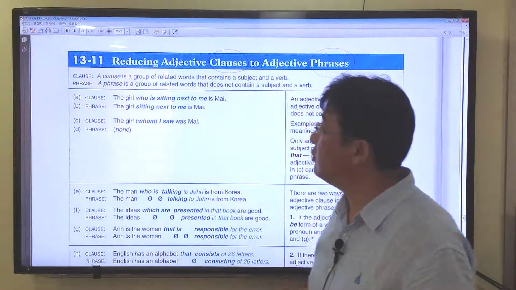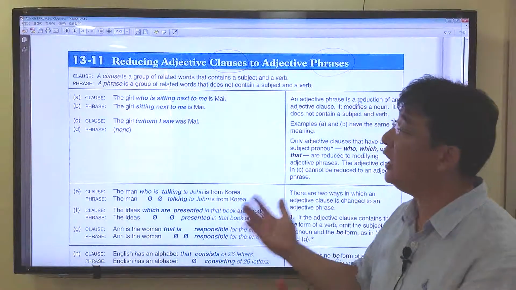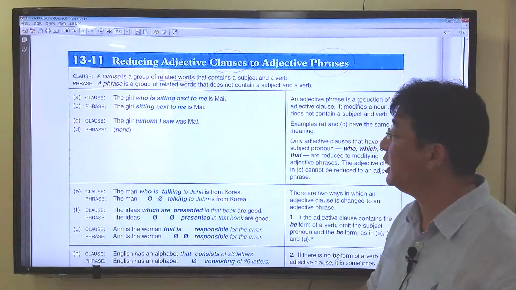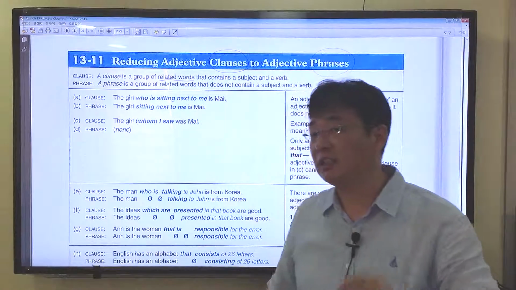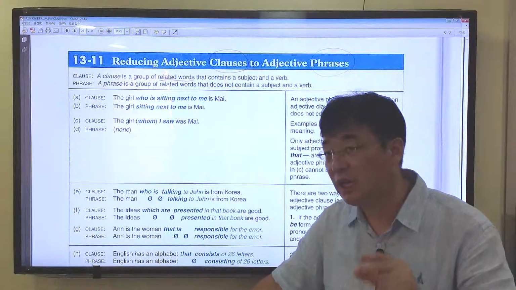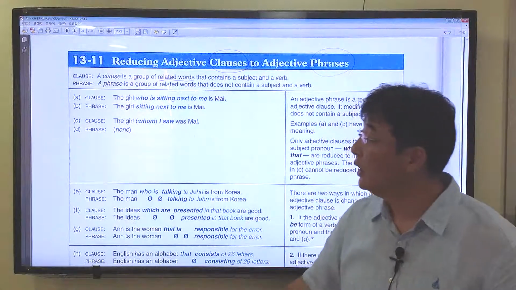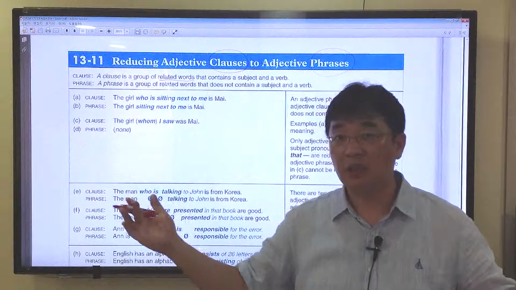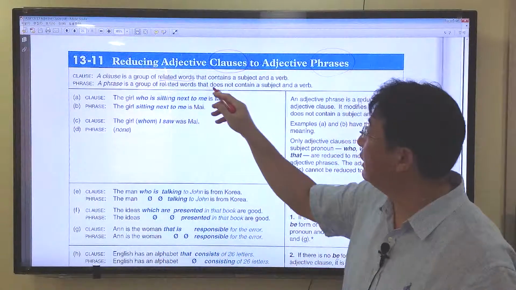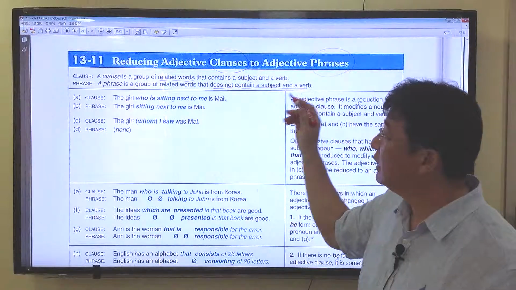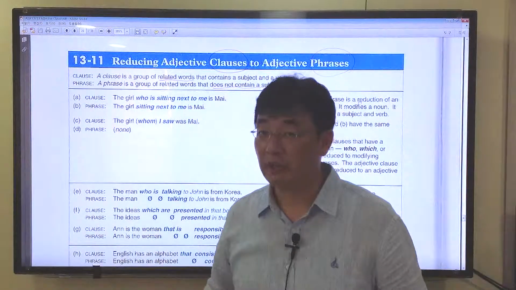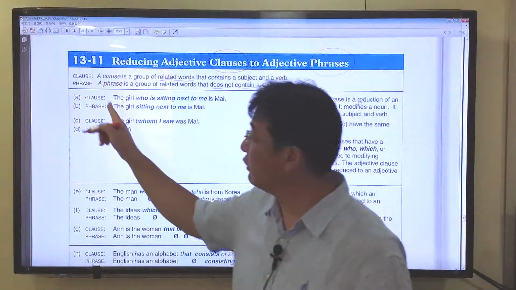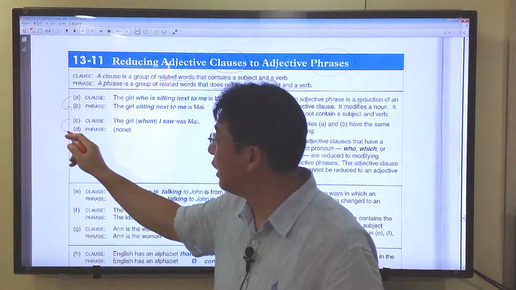A clause is a group of related words. These are important: related words that contain a subject and a verb. So we have to find a subject and a verb in a clause to make it a clause, right? What if there are many words related with each other, but we cannot find a subject and a verb? Then is it going to be a clause? No, it will be a phrase. 아시겠죠, 그죠? So what we are trying to do is converting from clause to phrase, clause to phrase.